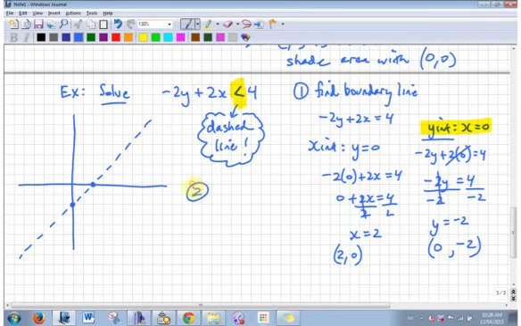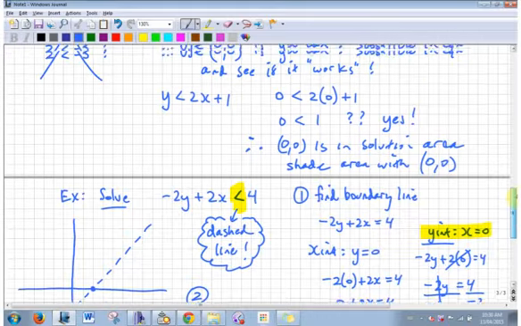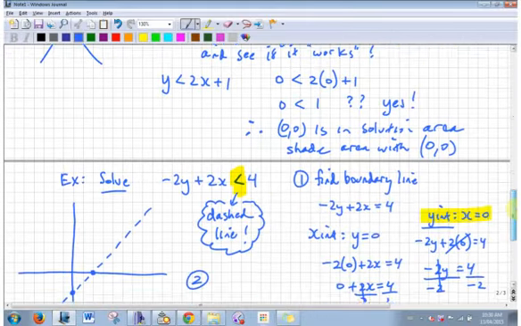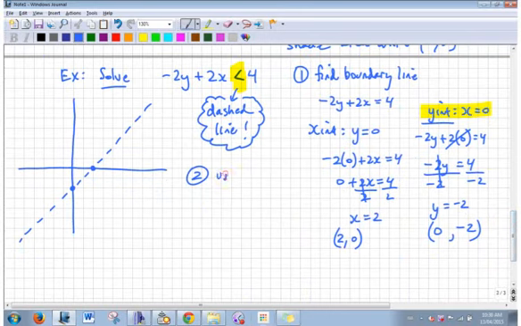So step 2 is what? Figure it out. How do I figure it out? Use a test point. Put it in the equation and see if it works. What's the nicest test point to use? I can use that. I can clearly see if that's going to work or not. That's definitely above the line, 0, 0. So put that in here.